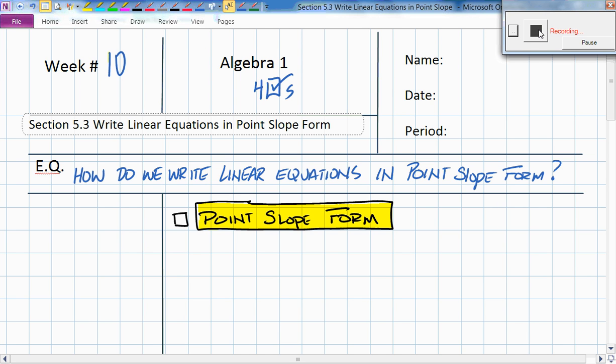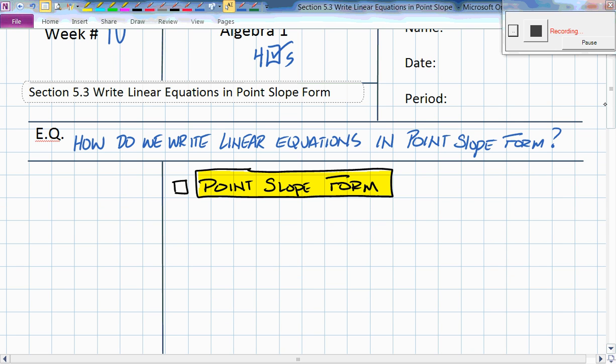All right, well, so we're in section 5.3. We're talking about how to write a linear equation in point-slope form. Point-slope form is the easiest of all the forms to write equations, and somehow people seem to forget about it for some reason. I'm not quite sure what that is. So it's actually quite useful. So point-slope form, let's talk about exactly what it is, all right?